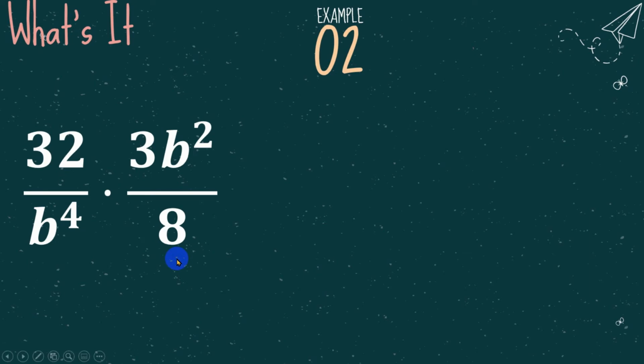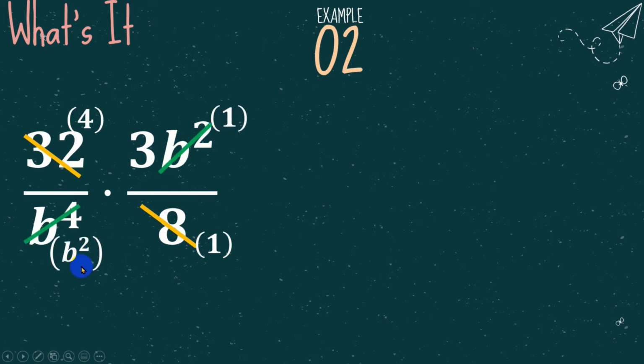We have 32 and 8. Divisible sila both by 8. So, this will become 4 and this will become 1. How about in this numerator and denominator? So, we have 3b squared, b to the 4th. Common sa kanila yung b. Ang kanilang greatest common factor is b squared. So, divide out natin yung b squared. This will become 1 and this will become b squared.